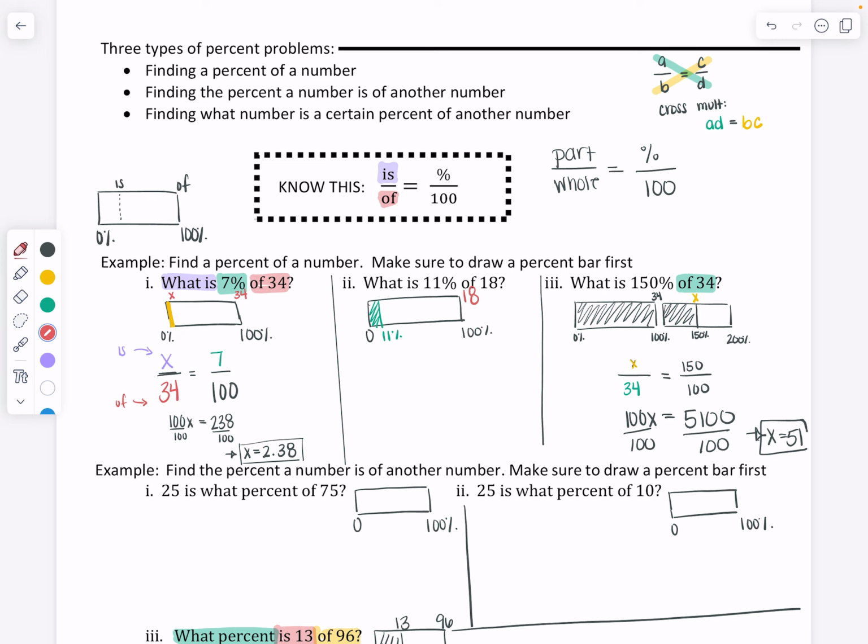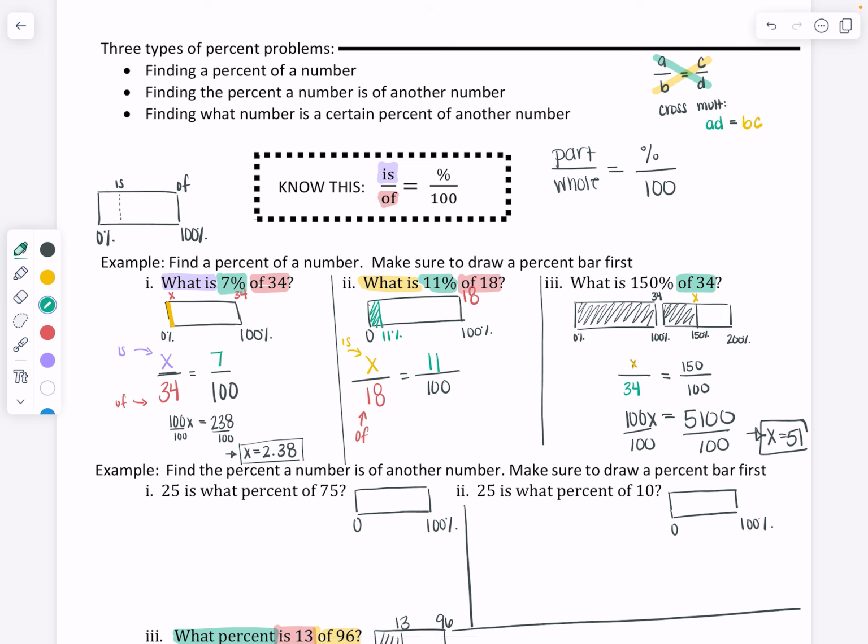And now I need to set up a proportion. So "is" over "of". What is corresponds with an unknown, so I can call that X. That's my "is". "Is" over "of", 18. So that's going to be the denominator of my first ratio. Equals percent over 100. Well, the percent they gave me was 11%, and so that's going to go on the numerator as 11.